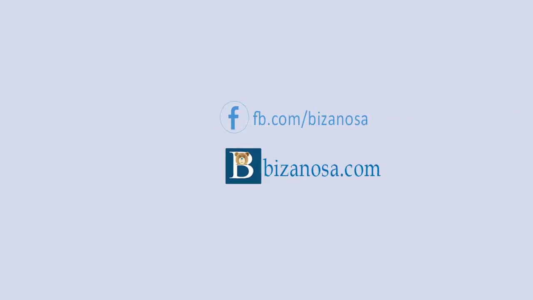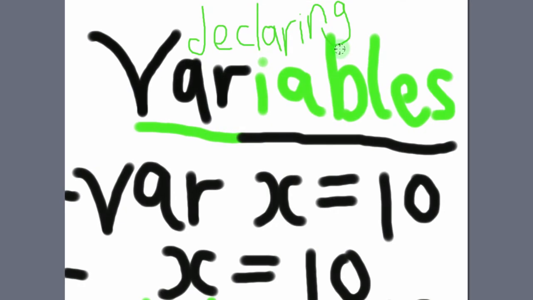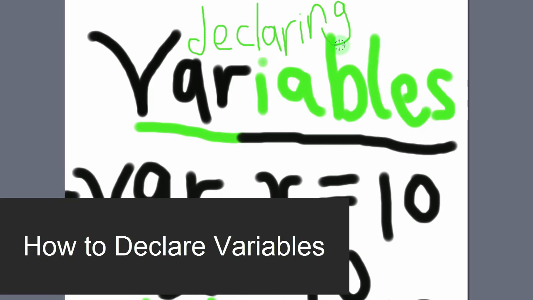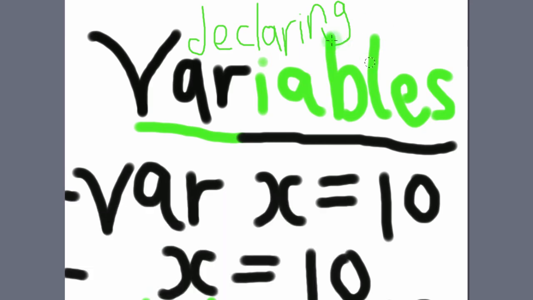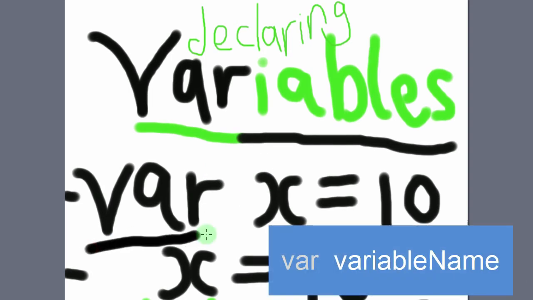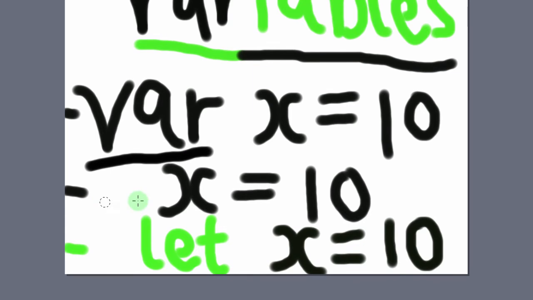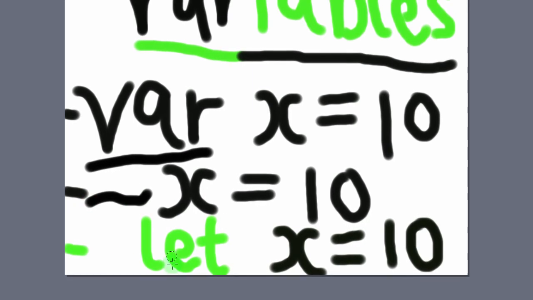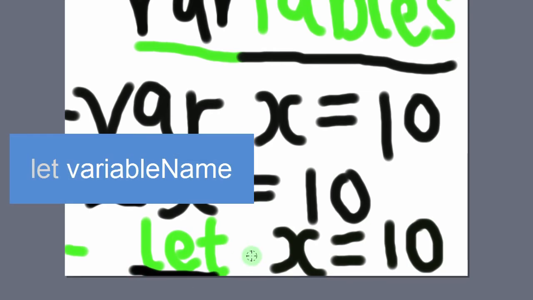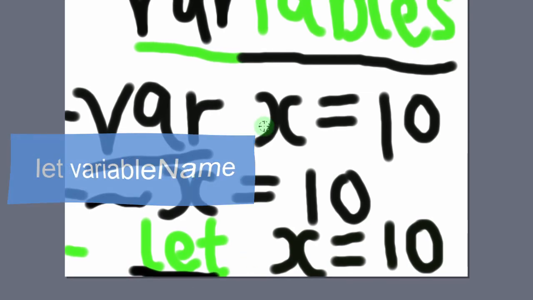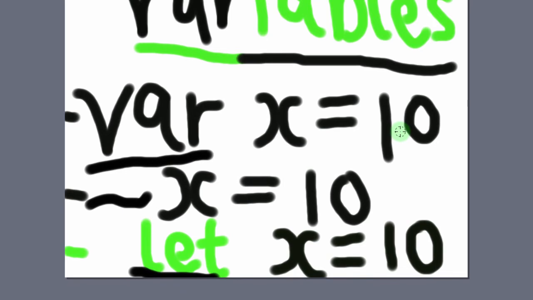Hi, and welcome back. How do you declare variables? To declare variables, you have different ways you can do it. In JavaScript, you can declare variables using the var keyword. You can also declare variables without using any keyword. And you can declare using the let keyword. So you can say var x is equals to whatever.